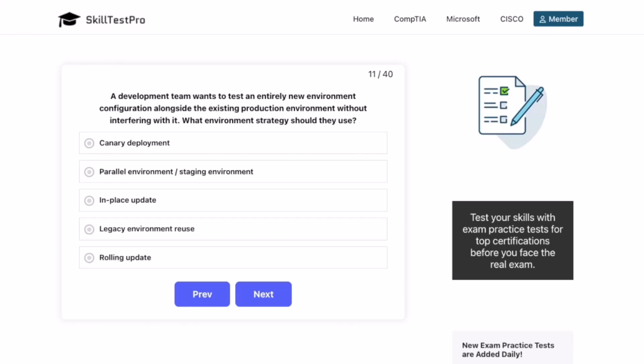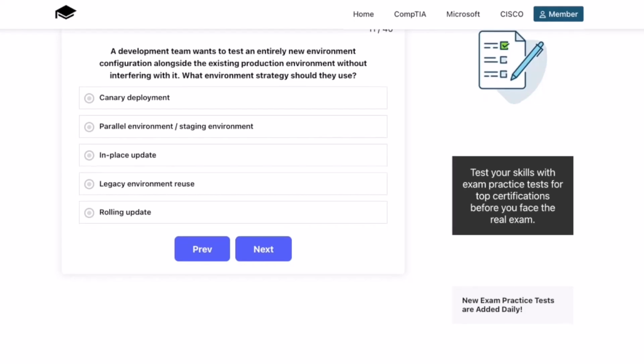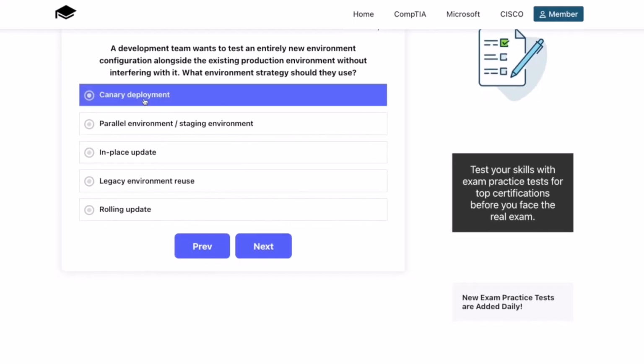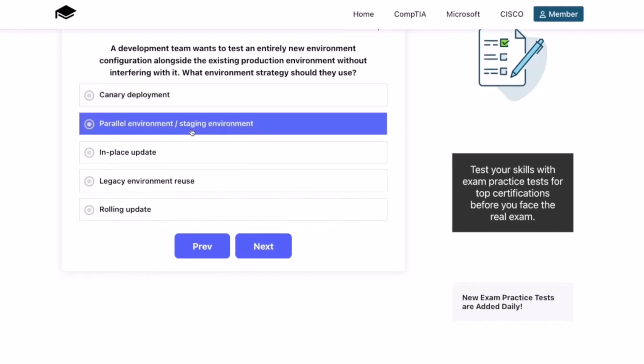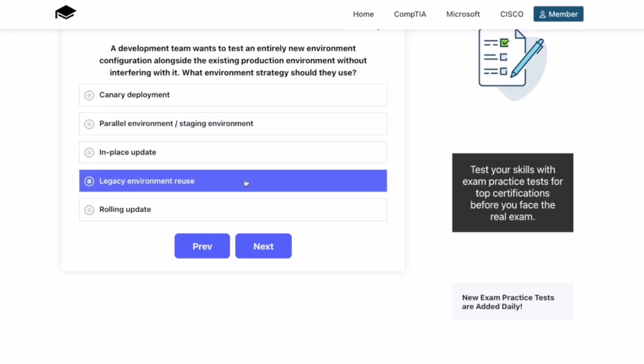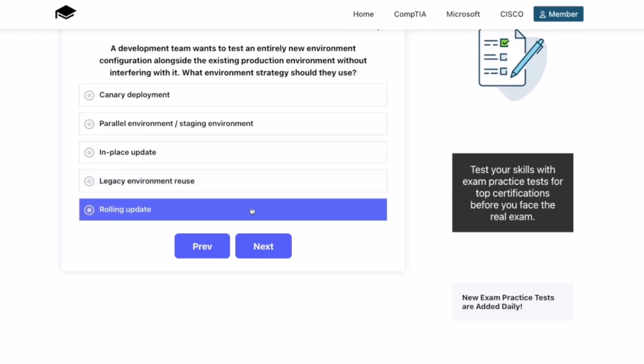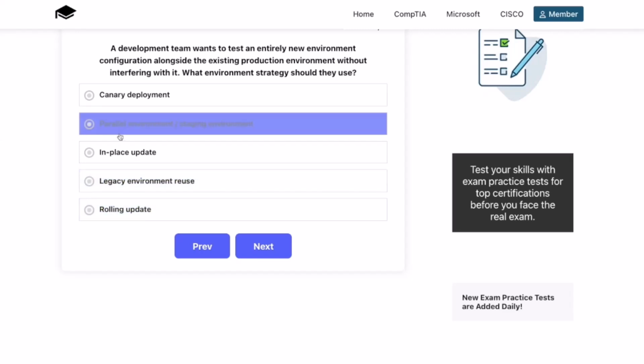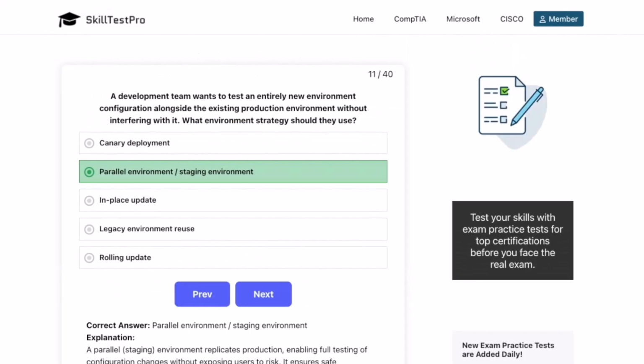All right, question 11. A development team wants to test an entirely new environment configuration alongside the existing production environment without interfering with it. What environment strategy should they use? Canary deployment? Parallel environment, staging environment? In-place update? Legacy environment reuse? Or rolling update? The correct answer is parallel environment, staging environment.